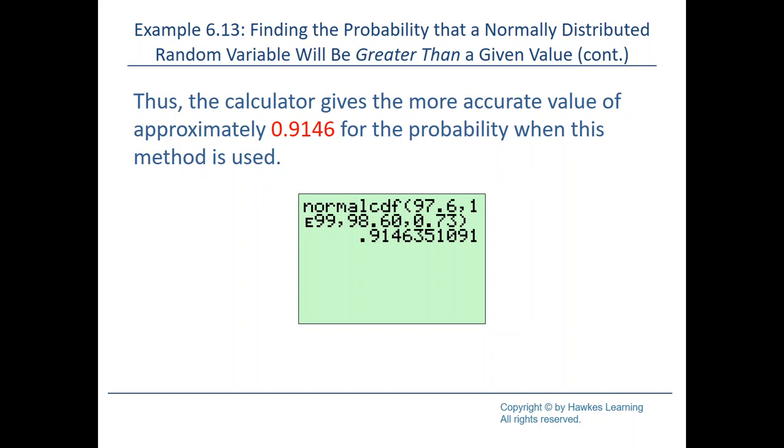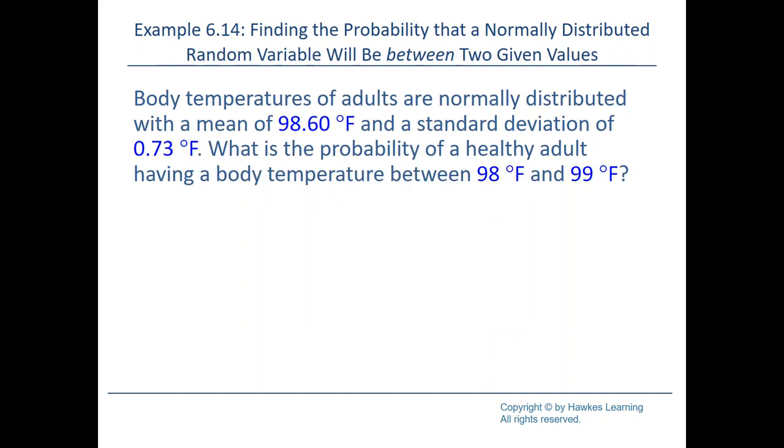Okay, let's try another question. So the body temperature of adults are normally distributed. Again, 98.6 degrees Fahrenheit is my mean, and my standard deviation is 0.70 degrees Fahrenheit. What is the probability that a healthy adult has a body temperature between? Okay, everybody see the word between. Again, body temperature is my variable, so my variable is between these two things.